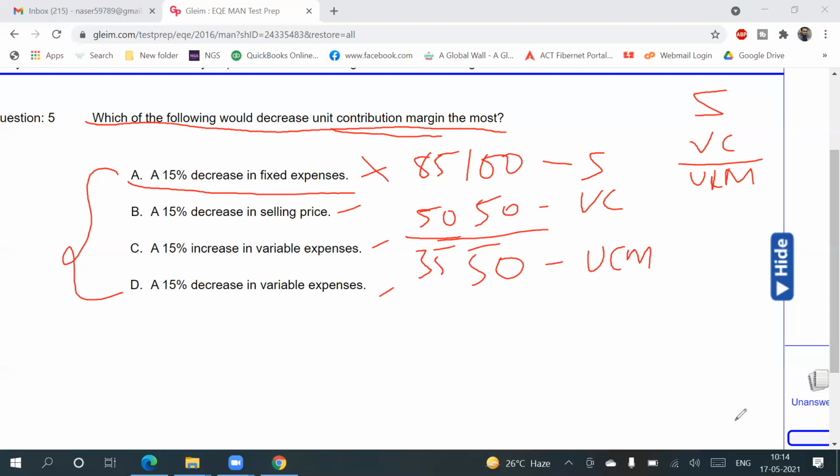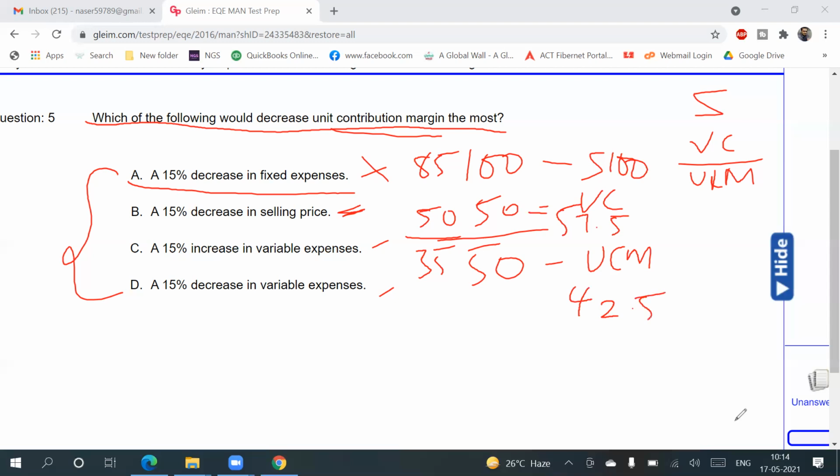Don't just go directly with this answer, though this feels like this is the answer itself. 15% increase in variable expenses. Now let us see, if I have to increase 15%, how much will this 50 be? Understand this, 15% of 50 is nothing but 7.5, so it is 57.5, and my sales is 100 only. So 100 minus 57.5, I'll get 42.5.